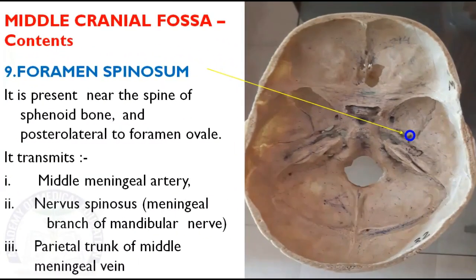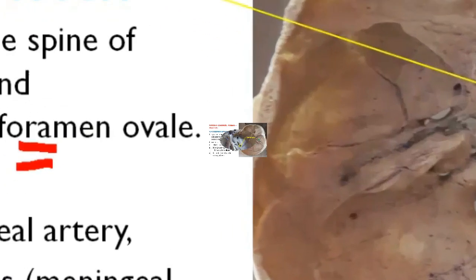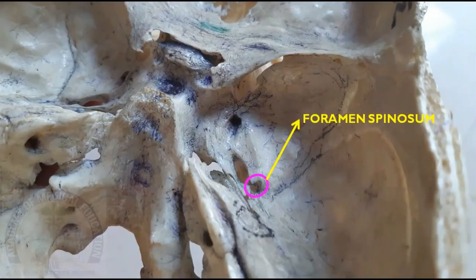Now comes the next foramen, the foramen spinosum. It is present near the spine of the sphenoid bone and posterolateral to the foramen ovale. It transmits the middle meningeal artery, nervus spinosus, which is a meningeal branch of the mandibular nerve, and the parietal trunk of the middle meningeal artery. So it is also remembered by 3 M's. All M's are there. This is the foramen spinosum. So this is foramen rotundum, ovale, and spinosum.